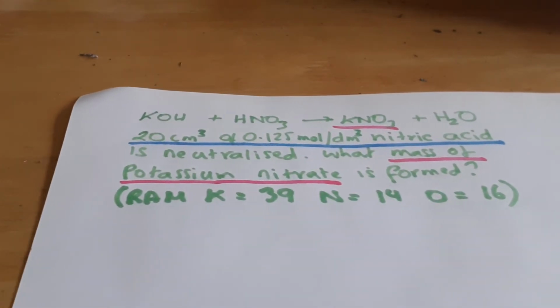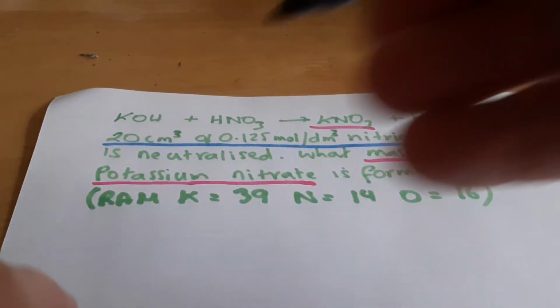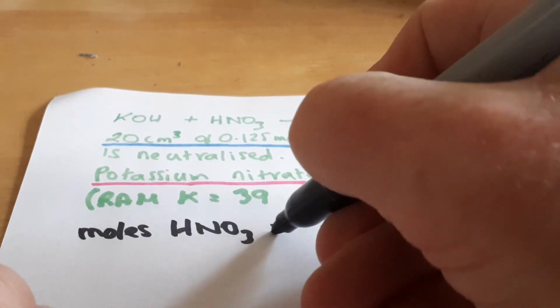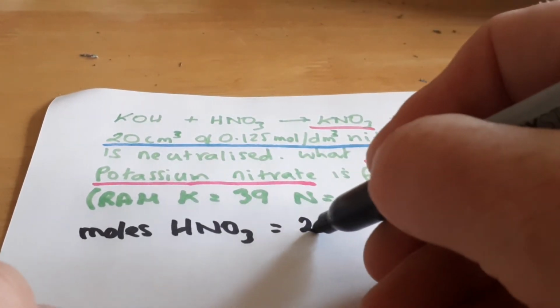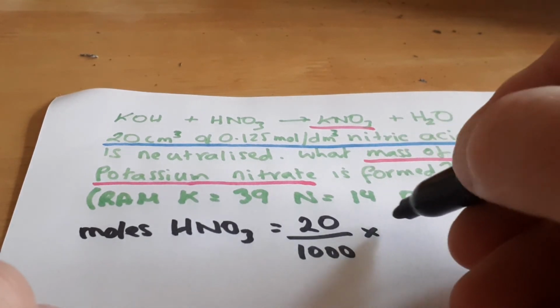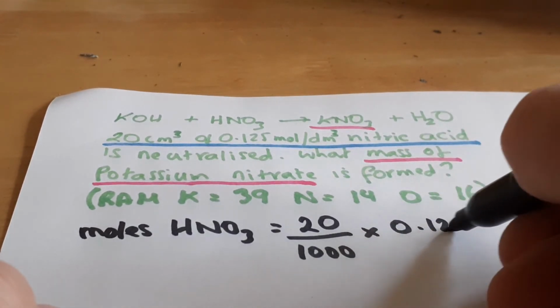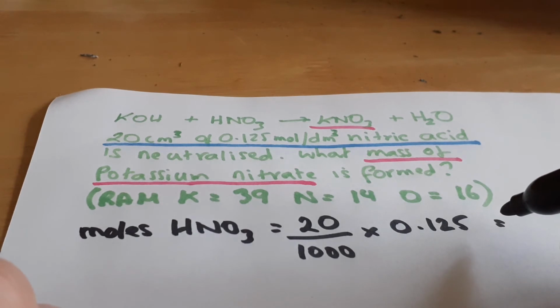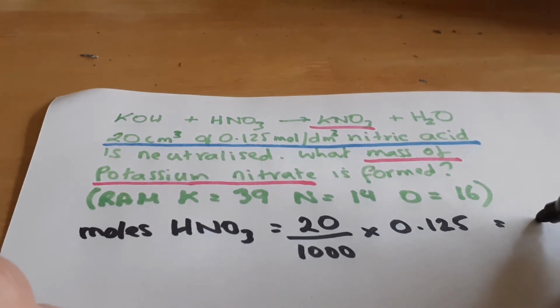So moles HNO3 equals volume 20. Remember, we've got to divide by 1,000 times 0.125, and that will come out as 0.0025 mole.